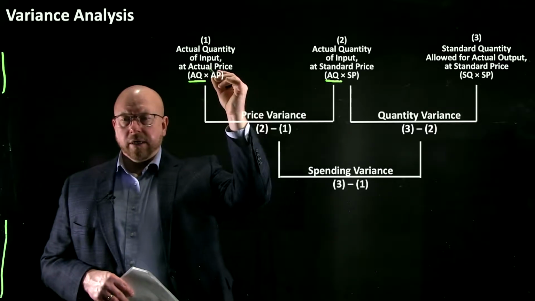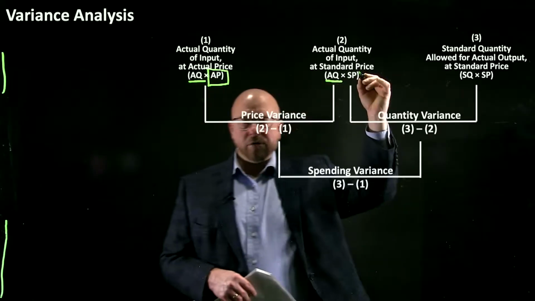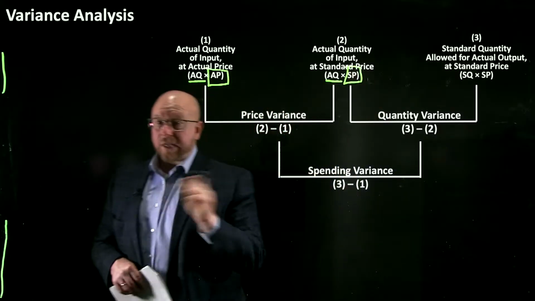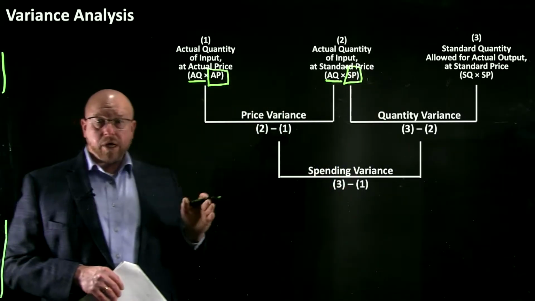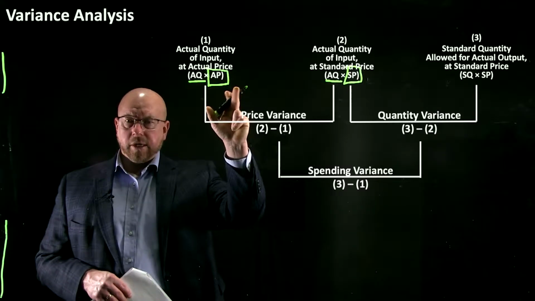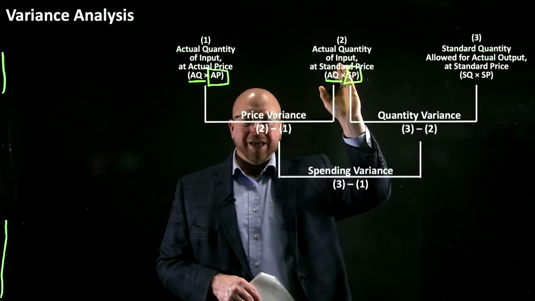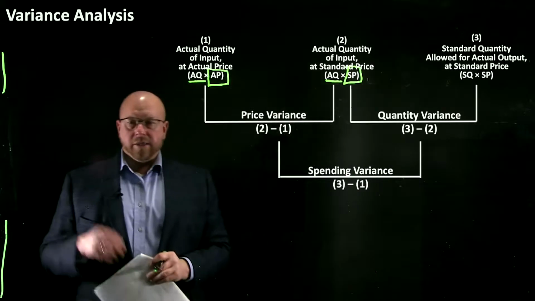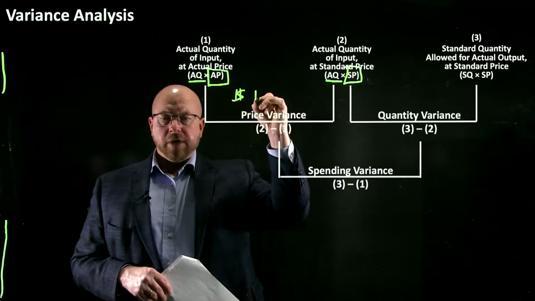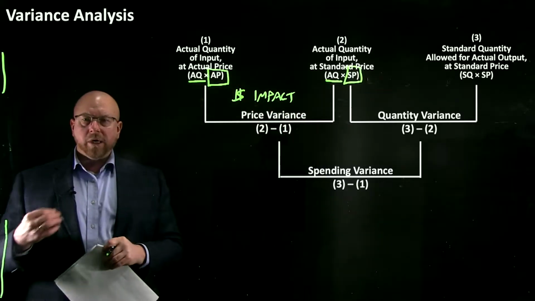We need to isolate what is actually varying. And then we'll take a look at the actual price compared with the standard price. That's what's varying. So the price variance is simply your actual quantity times your actual price, and that's going to be a dollar amount, compared with your actual quantity times your standard price. This is going to give you the dollar impact of any increases or decreases in price when compared with the standard.